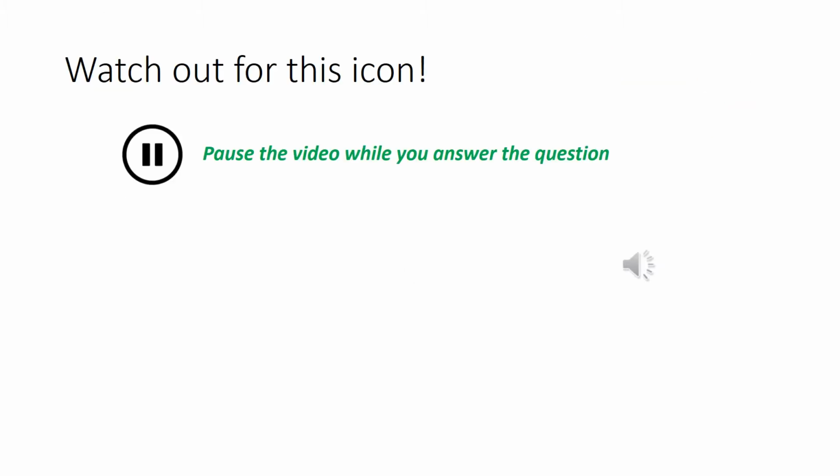Remember to look out for the pause button and the instruction. Make sure that you are pausing the video when you are answering, and then you can continue playing when you are ready, but otherwise the video will move on of its own accord.